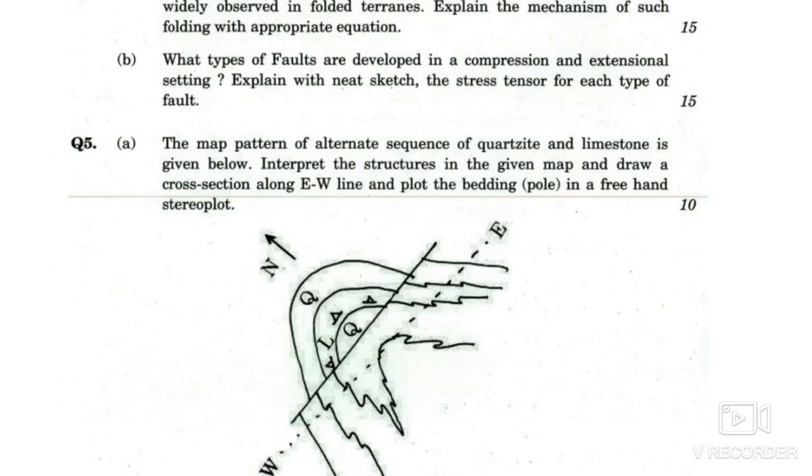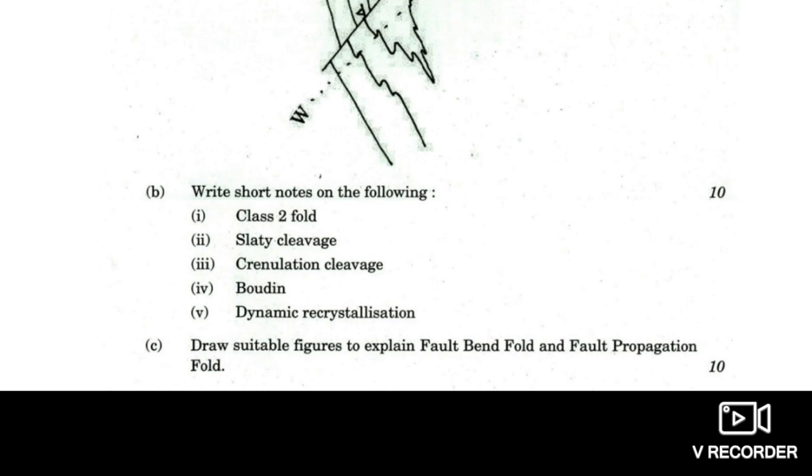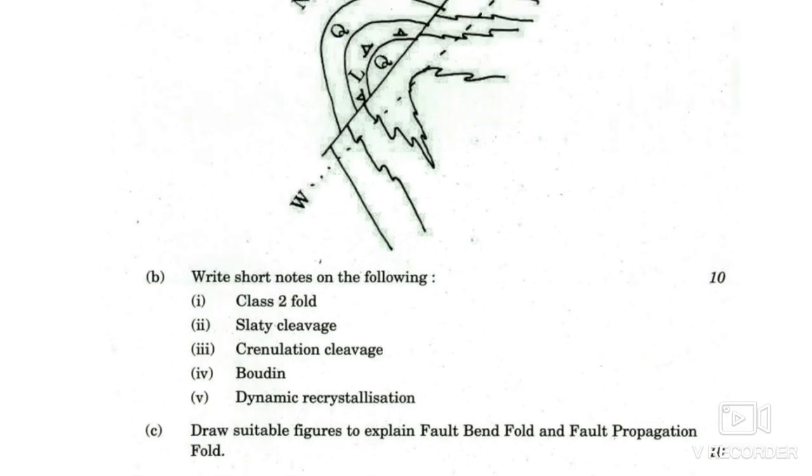And question number 5b, there are again 5 short note type questions. Write short notes on the following: class 2 fold, slitty cleavage, granulation cleavage, boudins, as well as dynamic recrystallization.